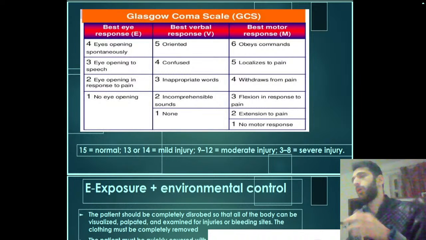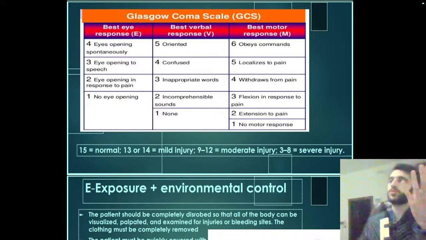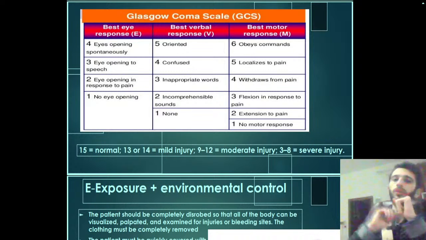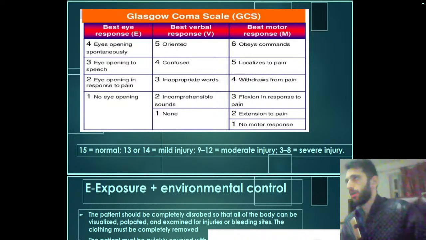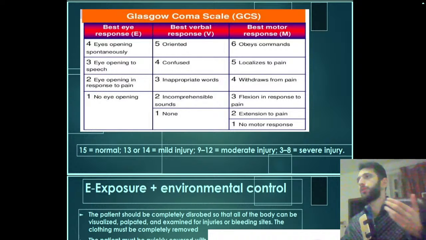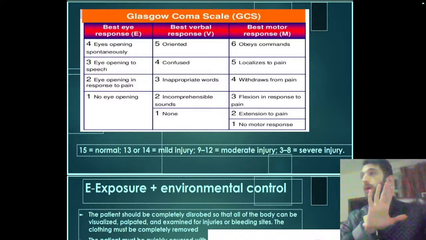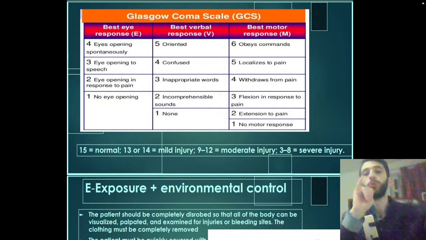Verbal: oriented, that's 5. Confused, that's 4. Inappropriate words, that's 3. Incomprehensible, 2. And then none is 1. Then 6 for motor response: obeys commands, 6. Localizes pain, then withdrawal from pain, flexion in response to pain, extension to pain, and no motor response.